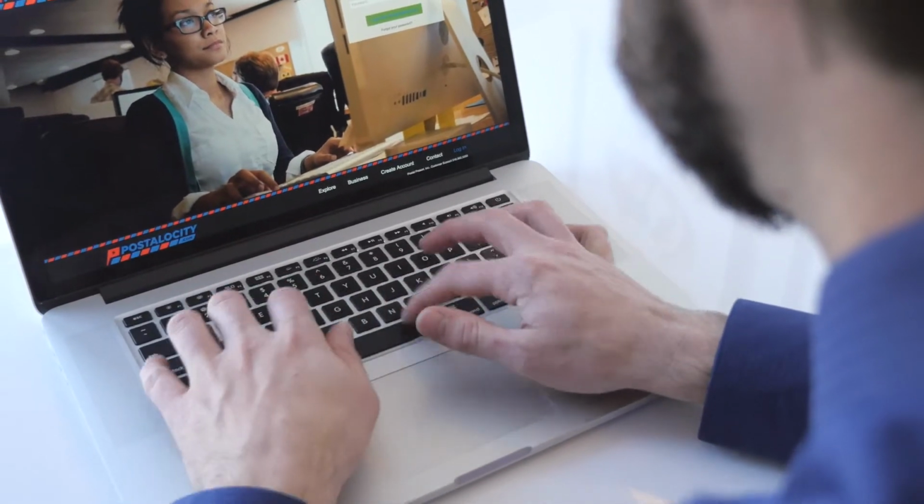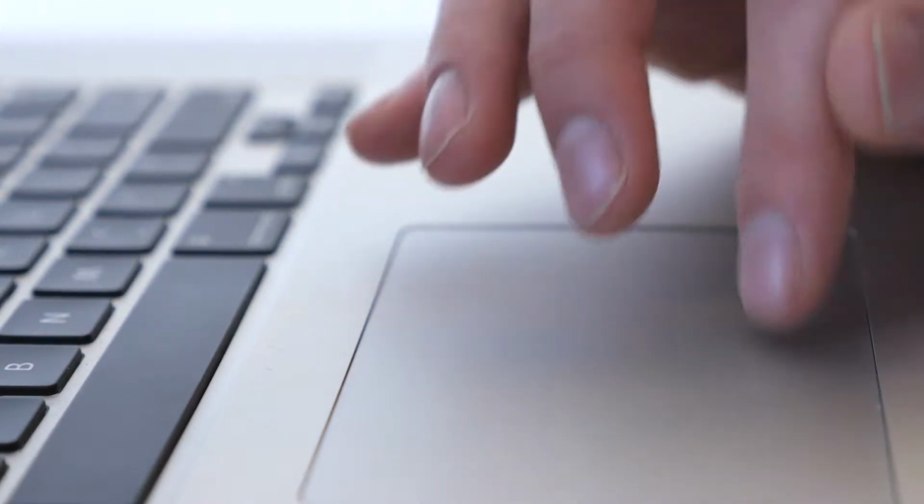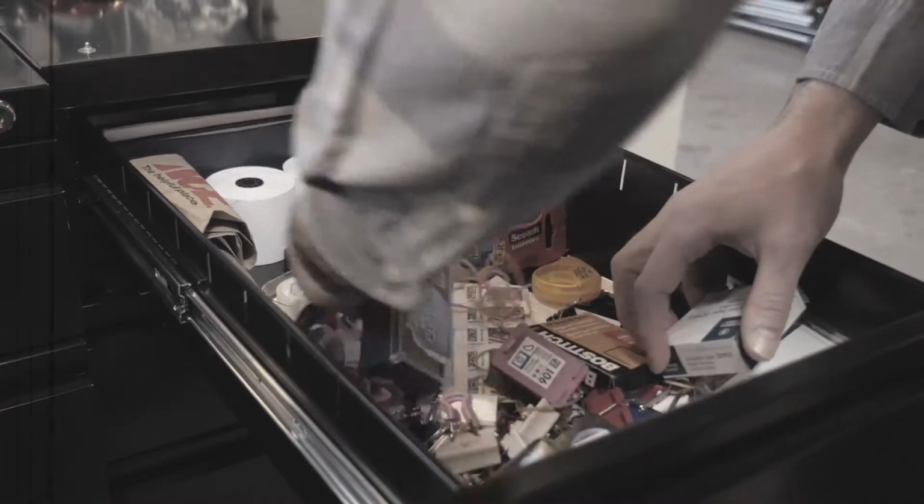Meet Jimmy. Jimmy One is using Postalocity.com, the easiest way to send real mail ever through the U.S. Postal Service. Jimmy Two is sending his mail the old way.